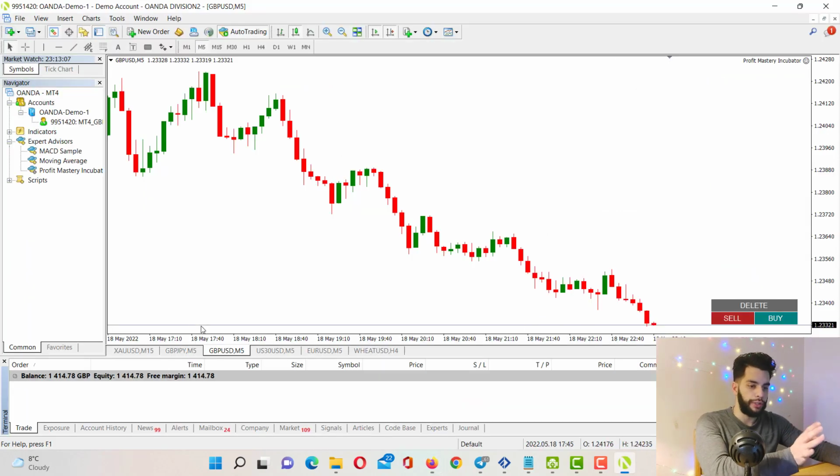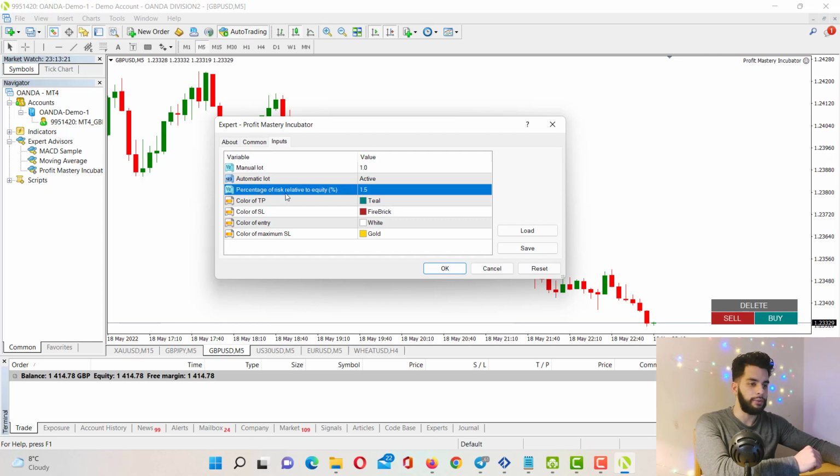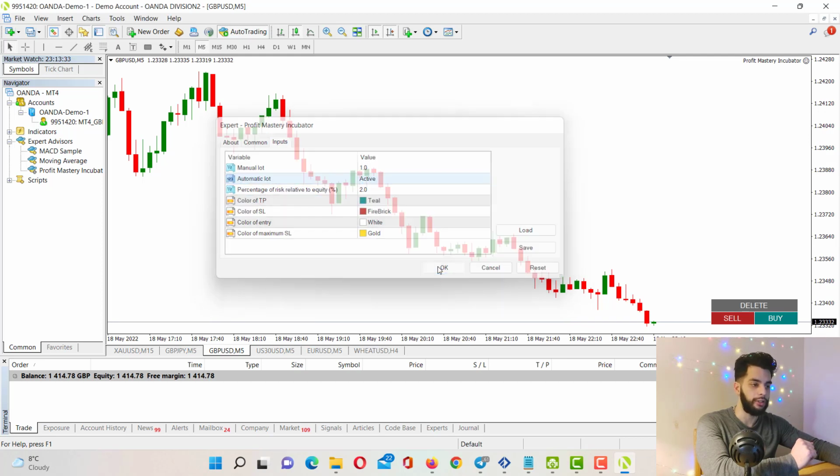If I want to show you an example, this is my demo account on this broker right here, just a test one. Let's say that you are using Profit Master Incubator. You just click this one, and then here it says percentage of risk relative to equity. It asks how much you are willing to risk. Let's say 1.5%, let's say 2%. So you're willing to risk 2%, and then you activate automatic lot, and then you press OK.